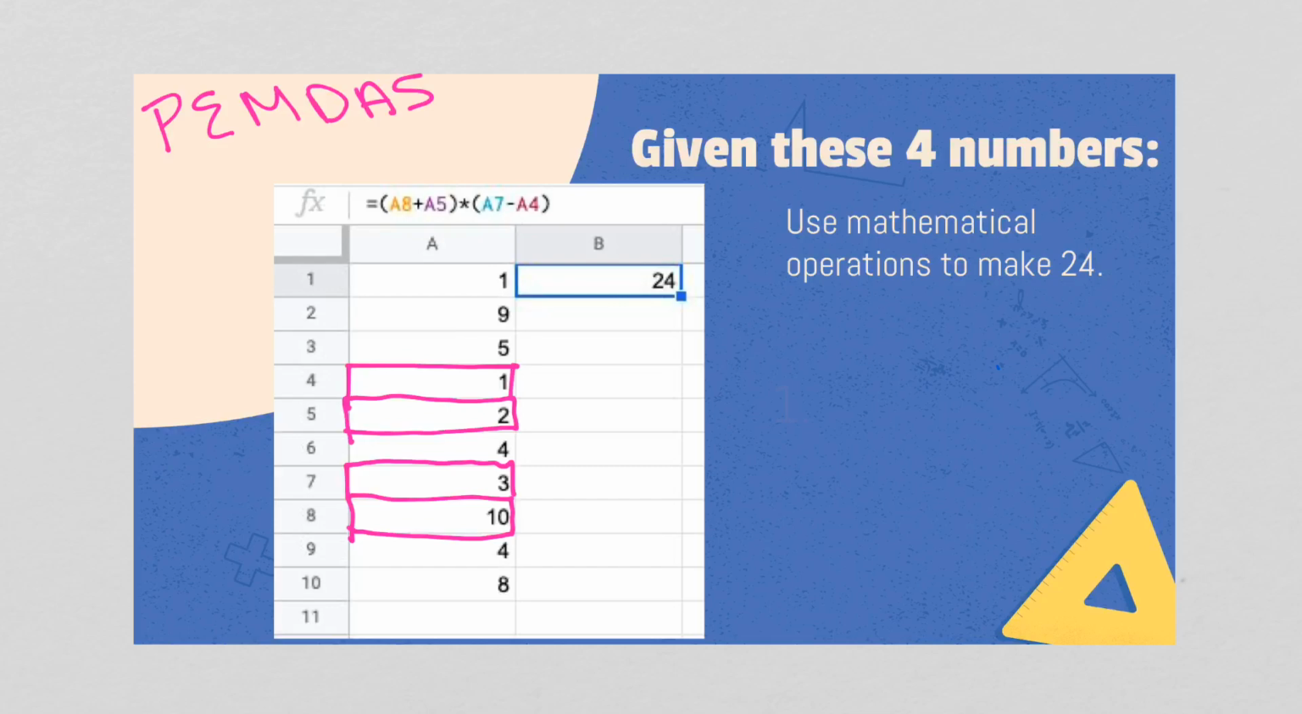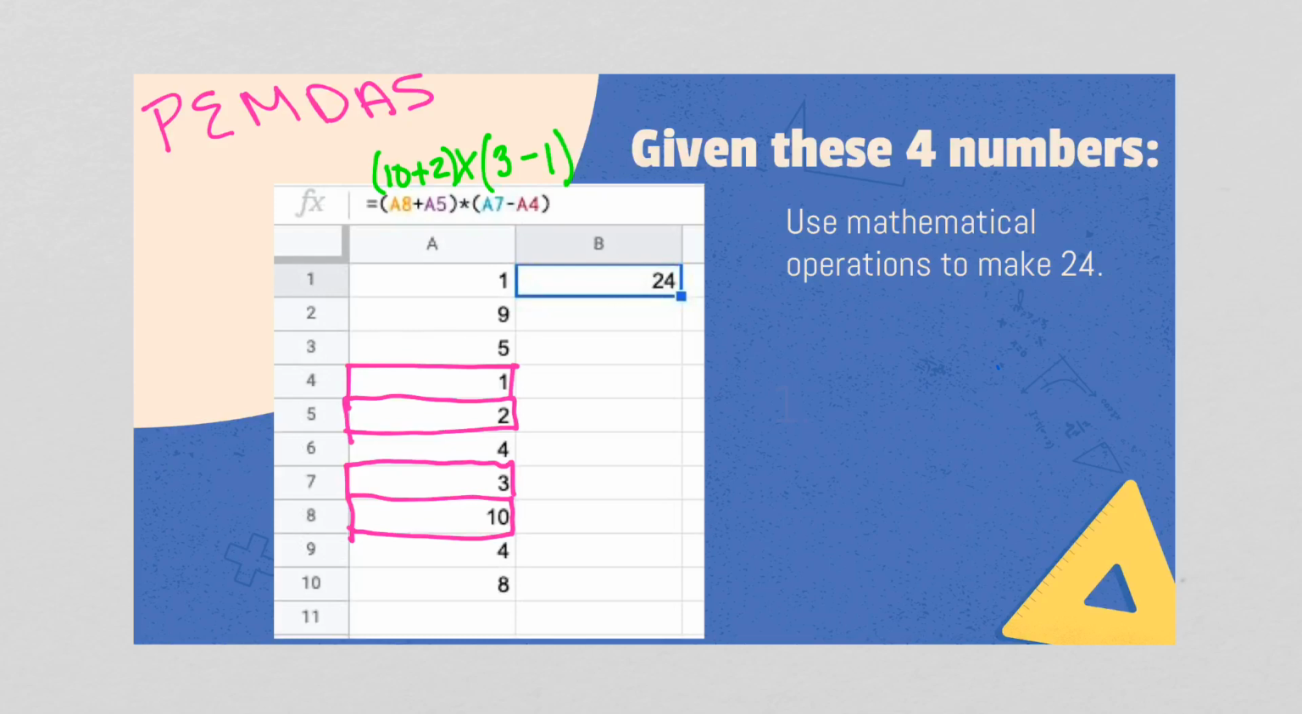So I put parentheses in so that we did our addition and our subtraction first. So I put in this equal sign. That has to go first. And then I put parentheses. So we did A8, so 10, plus A5, so plus 2, times A7, so 3, minus A4, so 1.